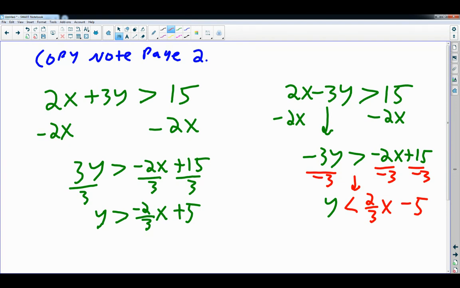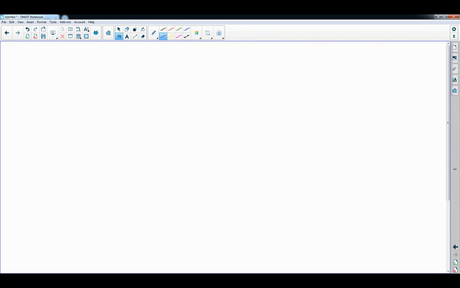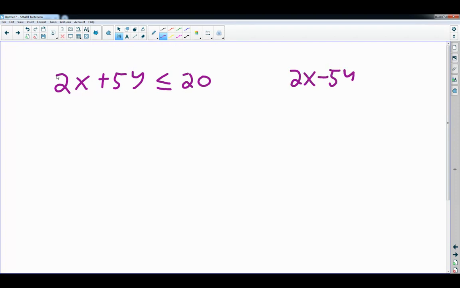And now if you're back, I'm going to clear the page here, and these are going to be the two for you guys to do on your own. Okay, it works the same way. It doesn't matter what inequality you have. So let's do 2x plus 5y is less than or equal to 20. And let's do the same thing, 2x minus 5y is less than or equal to 20. Okay, if it's less than or equal to, it doesn't matter which inequality you have, they'll behave the same way. When you divide by a negative, it will flip. All right, so that's your assignment for today.